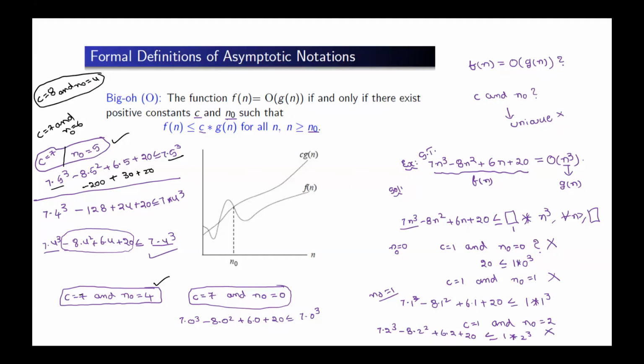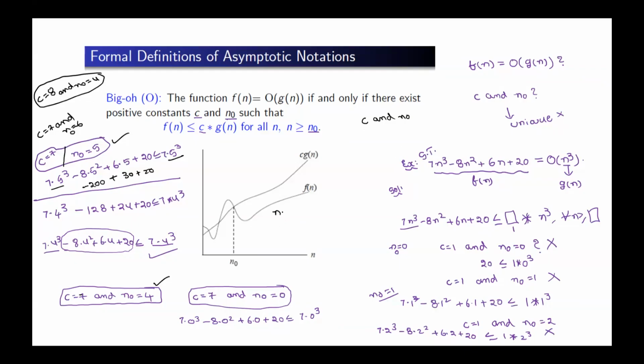Directly, simply, because if we find small constants, we don't get any price here, C and N naught. So that's why what we do is, somehow we need to find one constant, one value for C and one value for N naught.